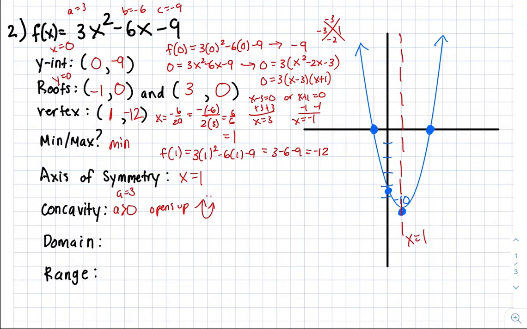Domain, how far left is this graph going? All the way to the left, so negative infinity. How far right? Positive infinity. Range, how low is this graph going? All the way down to negative 12. To how high? Positive infinity.